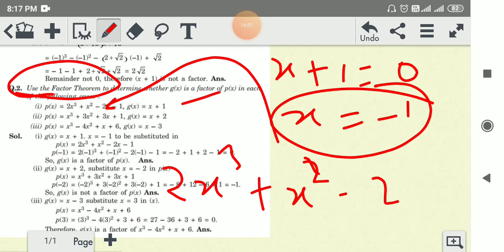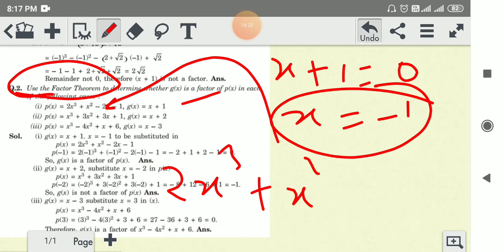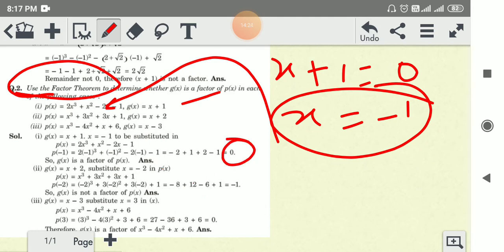When we put the value of x as -1 here, the equation becomes like this. And solving this, the answer will be 0. So we can say g(x) is a factor of p(x).